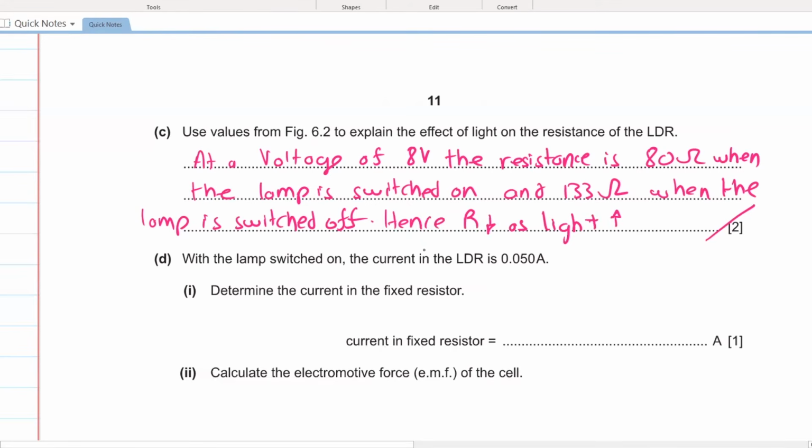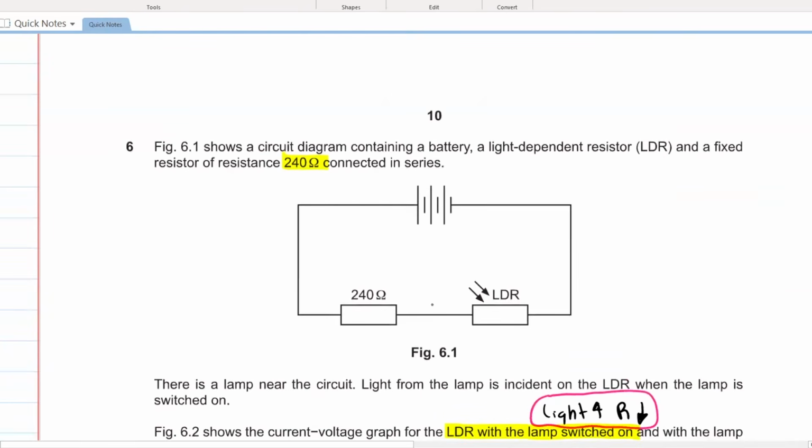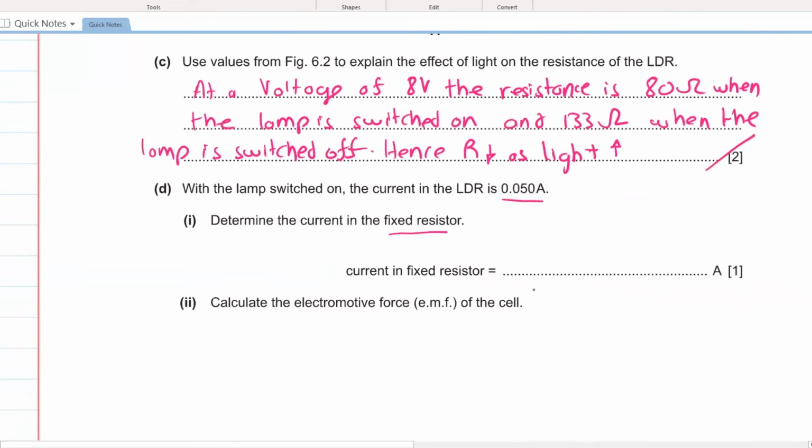With the lamp switched on, the current in the LDR is this. Perfect. Calculate the current in the fixed resistor. It is quite a strange question. With the lamp switched on, the current in the LDR is 0.05 ampere. Can you realize this is a series circuit? The current in the fixed resistor will also be 0.05 ampere. Let's write it here. 0.05 ampere.